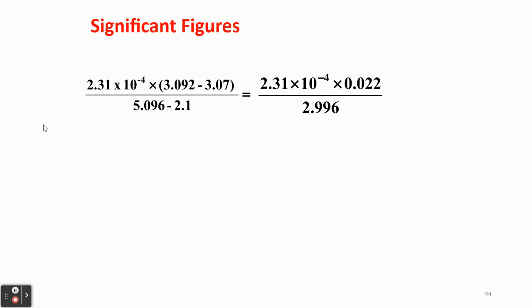Now let's look at a couple of more complicated types of problems. And we want to break it down and use our PEMDAS rules in order to come up with our answer with the right number of significant digits. So the first thing we're going to want to do is focus on inside the parentheses, and that's a subtraction operation. So 3.092 minus 3.07 gives us 0.022.